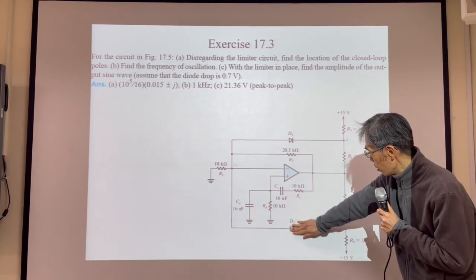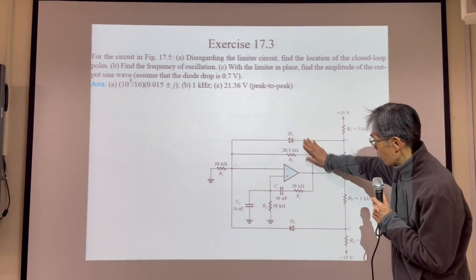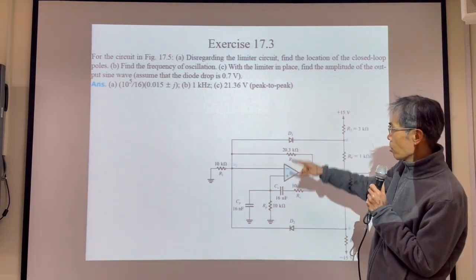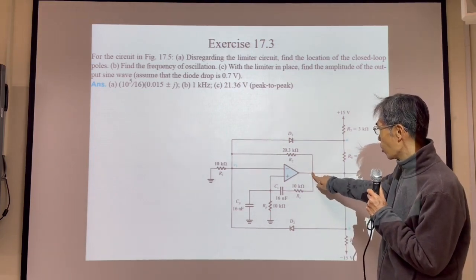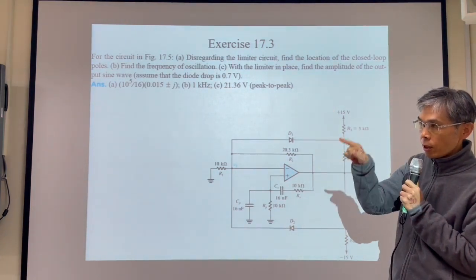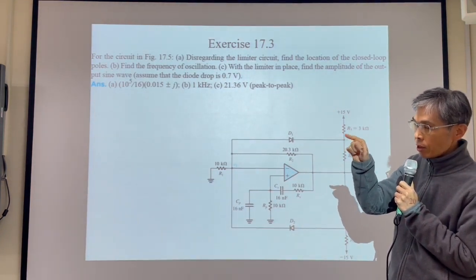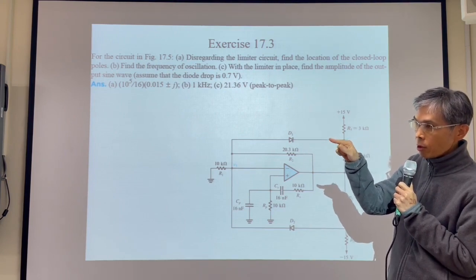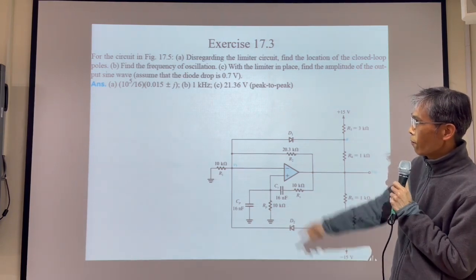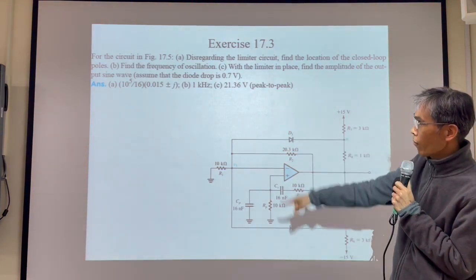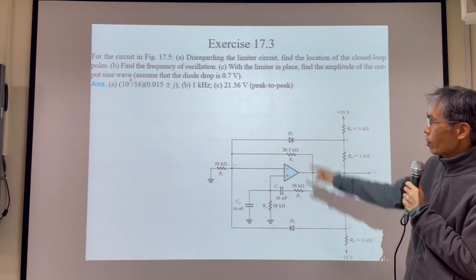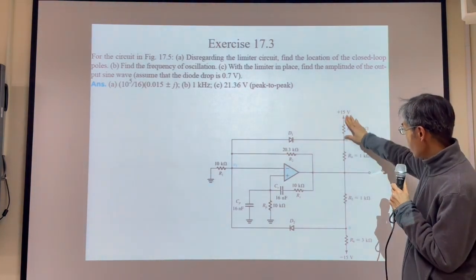The limiter. So remove the limiter. So this is the RC oscillator. Find the location of the closed loop poles. So you can get this is VO, this is VI. You can get a transfer function. And the poles are from the denominator. You set the characteristic equation denominator equal to 0, you can get poles. Then if you get the transfer function, you can find the frequency of oscillation for this circuit. So that's A and B, and C with the limiter circuit.